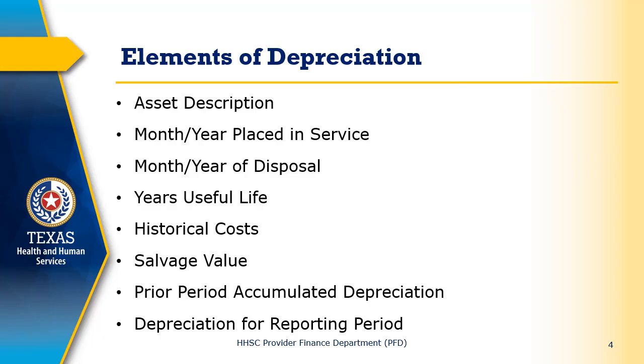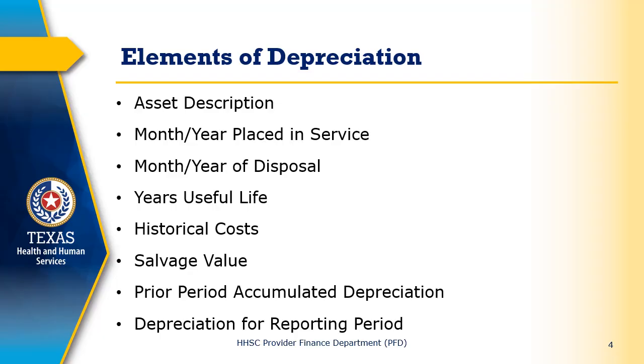Depreciable assets will need the following information: asset description, the name, account code, or both. Month and year placed in service: the month and the year that the depreciable asset was first put into service. Month and year of disposal: the month and year that the depreciable asset was removed from service.